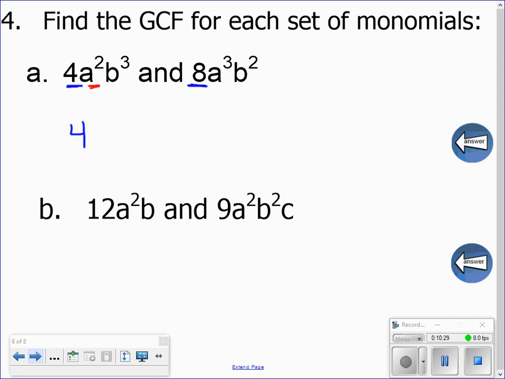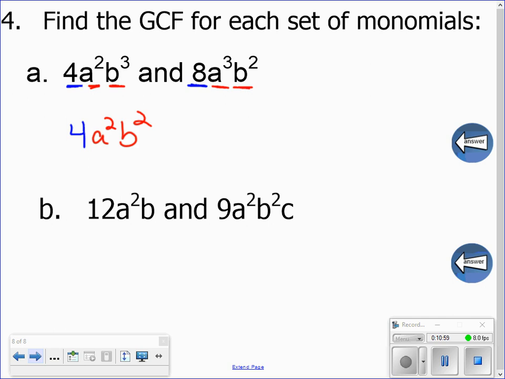Then we go out and we look at the greatest common factor amongst the variables. So I have a squared, I have a cubed. Here we have 2 a's, and here we have 3. So both of them have at least 2 of them, so the greatest common factor would be a squared. We do the same thing for b cubed and b squared. This one has 3 b's, this one has 2. So at a minimum, both of them have 2. And so our GCF, our greatest common factor here, would be 4a squared b squared.